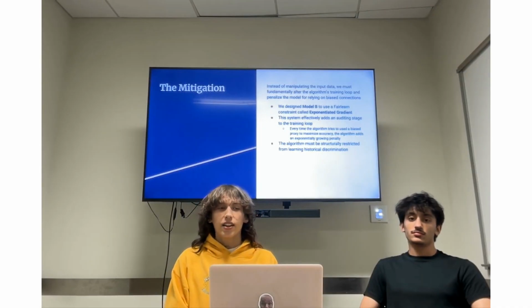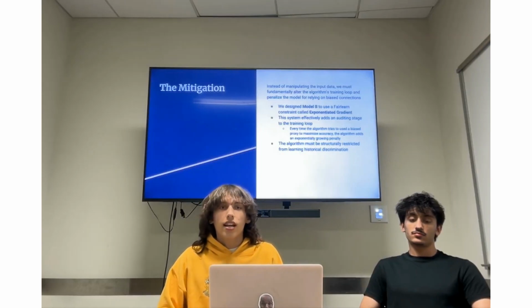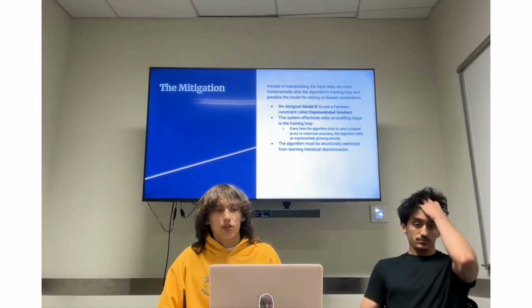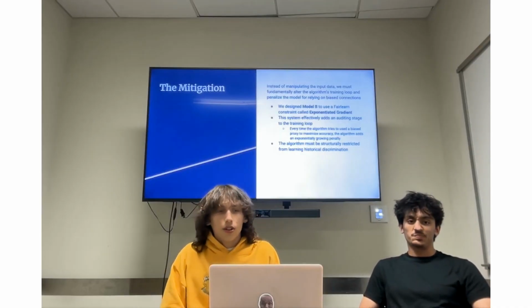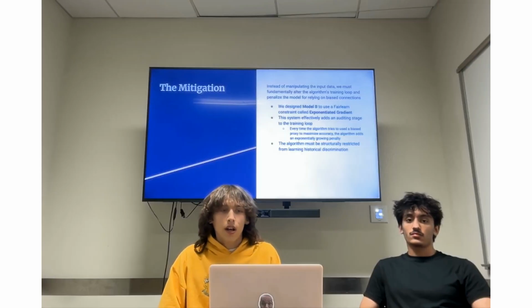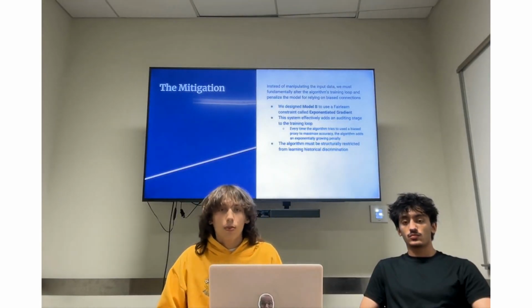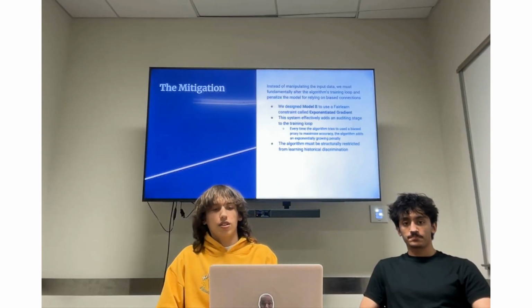So the mitigation technique here, as we said, is in-processing. So we're altering the model's training loop, and we're using a fair learn constraint called an exponentiated gradient, which essentially is adding an auditing stage to the training loop. So every time the algorithm tries to use an unfair connection or a biased proxy to maximize its accuracy, the algorithm adds an exponentially growing penalty. So every time it ignores this penalty, it grows further and further until the model is forced to make more fair connections. So the algorithm must be structurally restricted so that it never learns these historical discriminations.